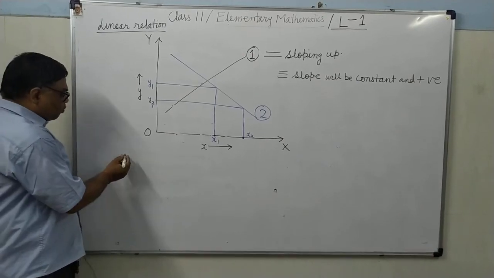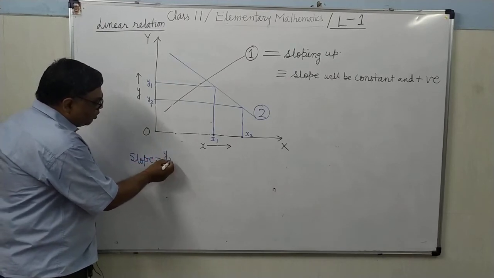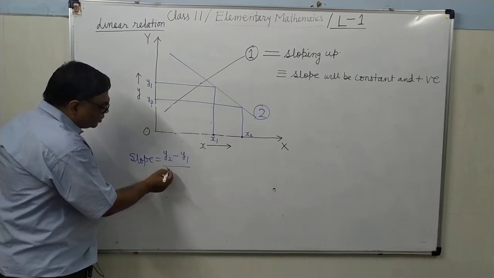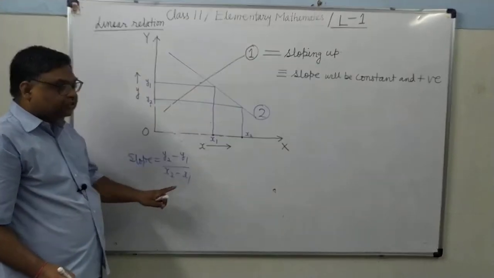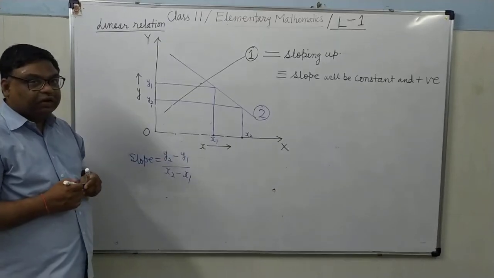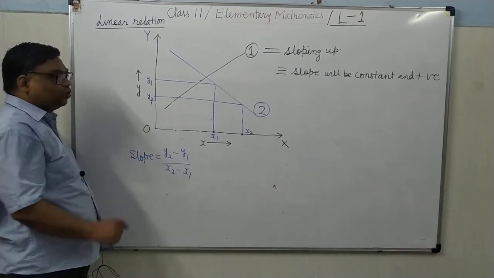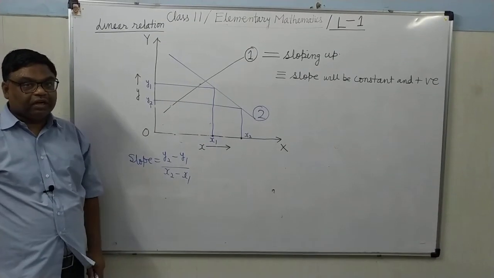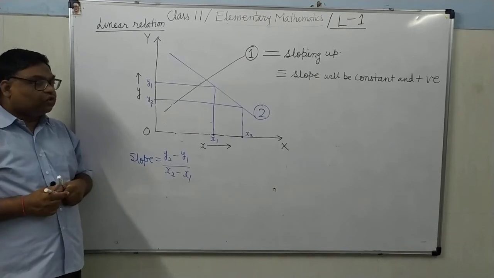As you know, what is the formula of slope? Slope means y2 minus y1 upon x2 minus x1. x2 minus x1 will be positive because x2 is bigger than x1. But y2 minus y1 will be negative. Why? Because y2 is smaller and y1 is bigger. It's clear? So slope will be negative here.